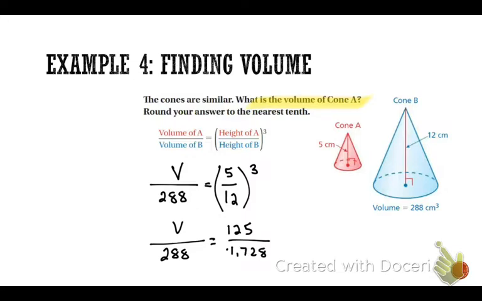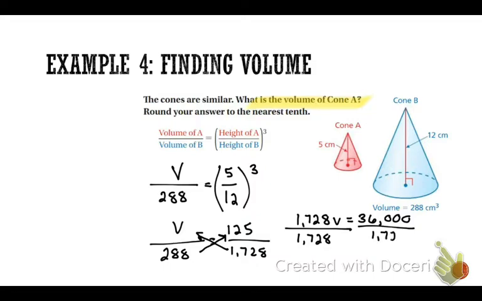All right, now I'm going to do my cross products, and I'm going to solve it. It is going to be a big number. I have 1728 V equals 36,000. Now I solve for V. Divide both sides by 1728.